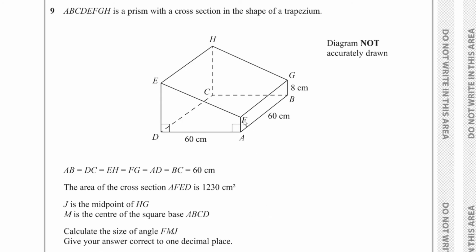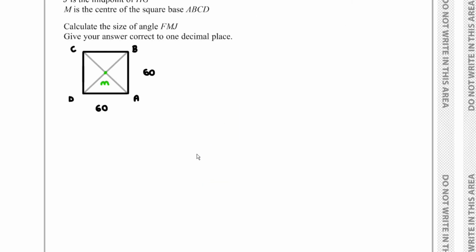Well, here is the angle we need to work out. We need to work out the angle FMJ. We've got M, which is the midpoint of the square ABCD, and we've got J, which is the midpoint of HG. And so far we also know that the area of this cross-section is 1230 centimeters squared. To begin with, we've got the square ABCD with each side being 60 centimeters, and you'd also see that M is the midpoint of the square ABCD.